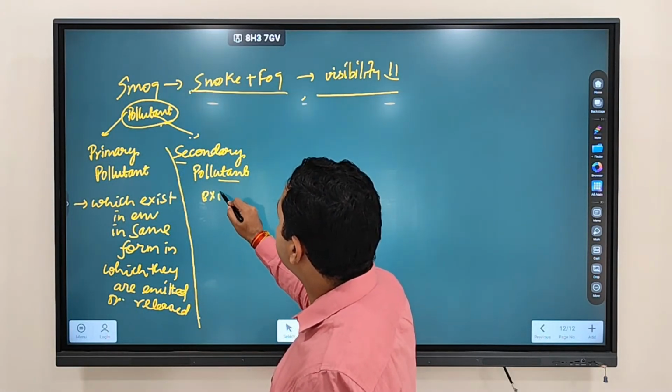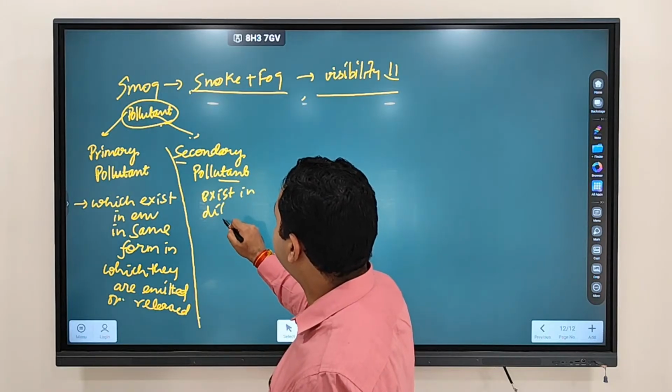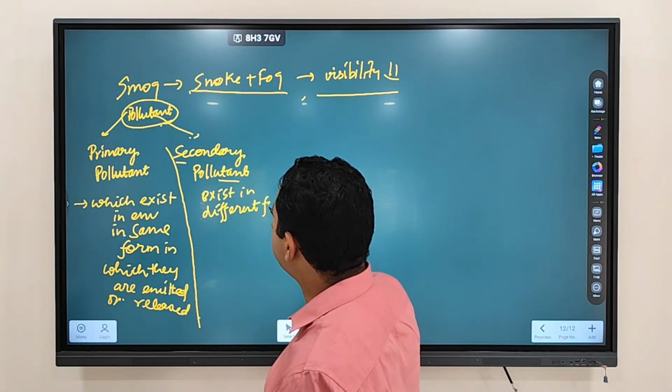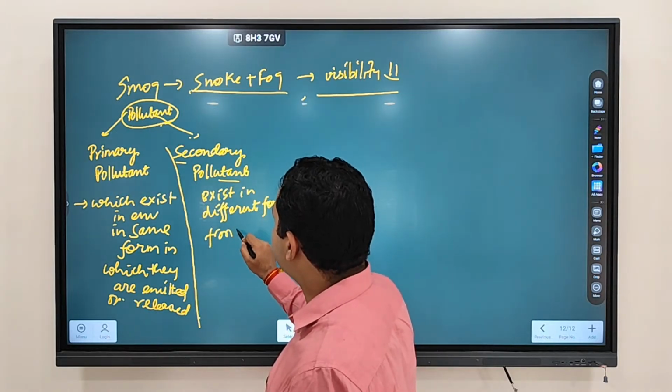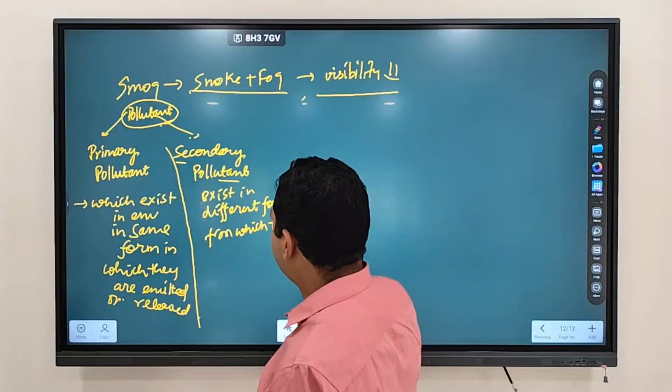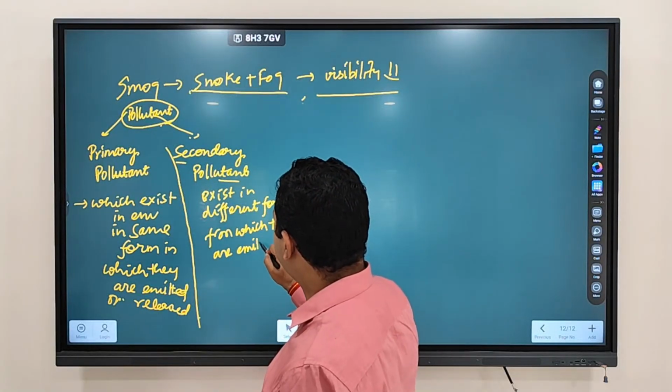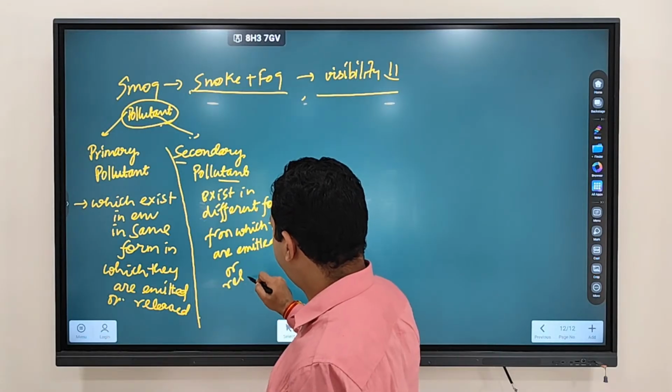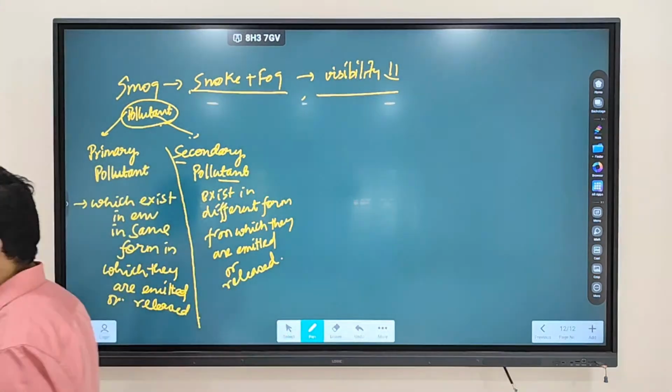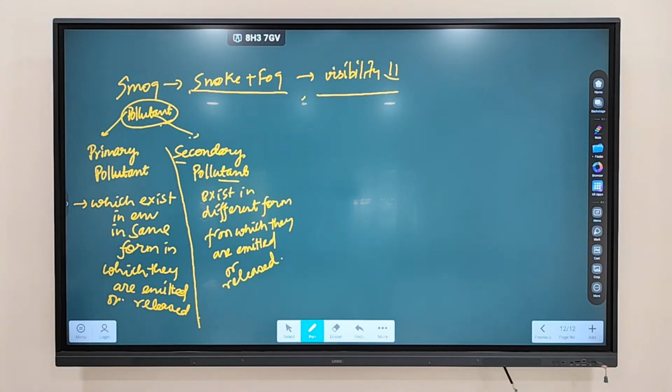These exist in different forms from which they are emitted or released. Clear? So when any pollutant is released in the environment and it exists in the same form, then it is going to be called a primary pollutant. When a pollutant is released and it reacts with other substances and exists in a different form, then it is going to be called a secondary pollutant. So that is the main difference that you find between primary pollutant as well as secondary pollutant. Fine.